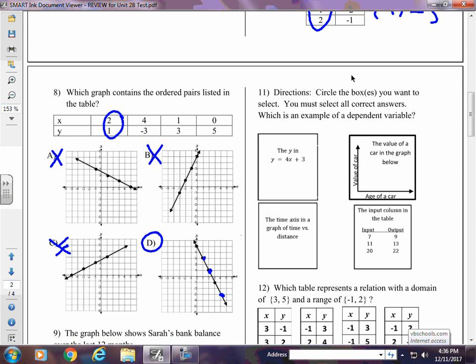And then 0, 5, up 5, that's on the line. For every dot, it has to be on the line before you can say that the answer is right.